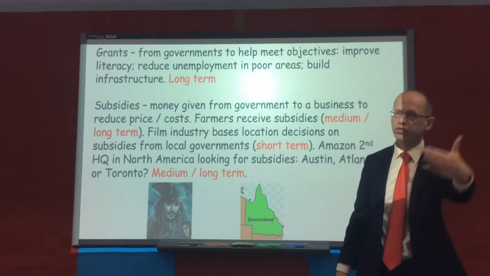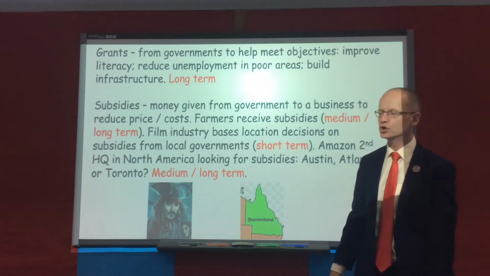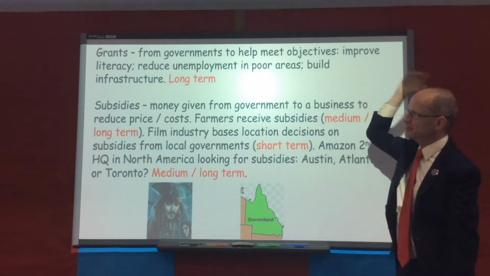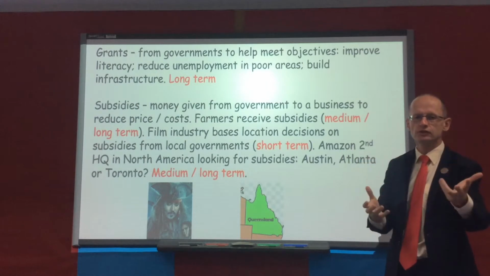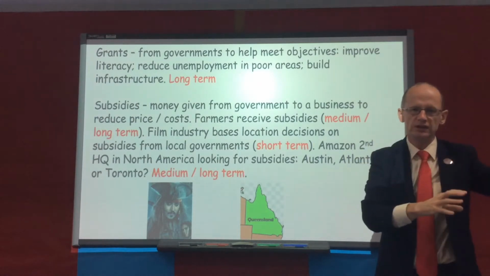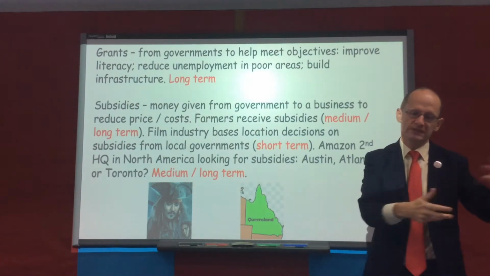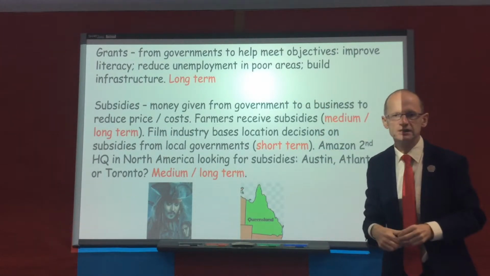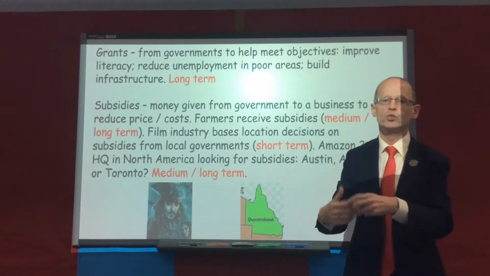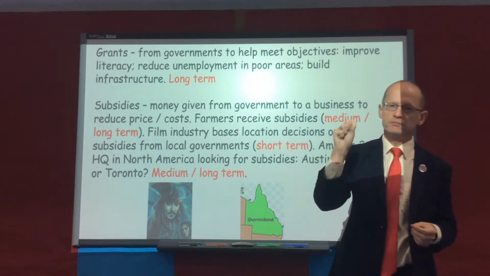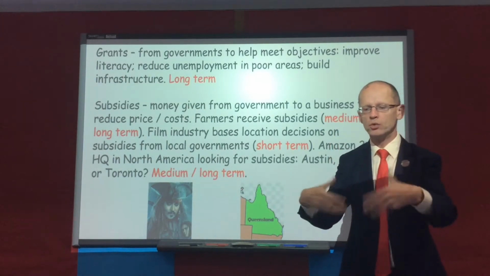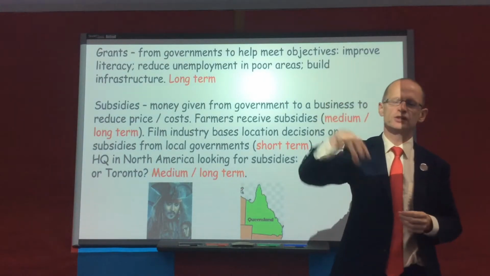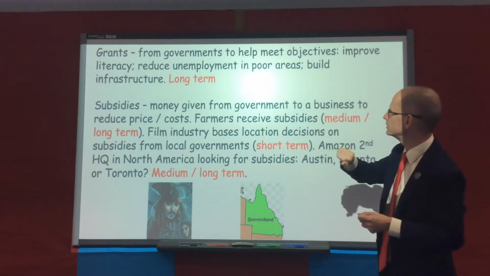Because basically both involve the government giving money to businesses. Alright? So for example, the government may give lots of grants towards trying to improve literacy. So that might involve building schools. Obviously then lots of businesses benefit because of that. Or reducing unemployment in poor areas. So for example, the government in the UK wouldn't give finance to build more and more businesses in London. They may give more finance to the north of England, where maybe there's higher unemployment.